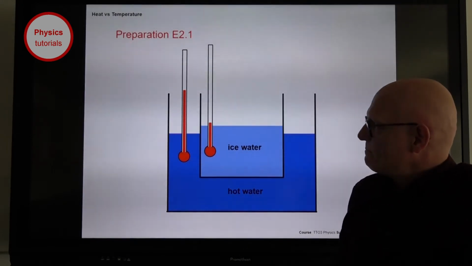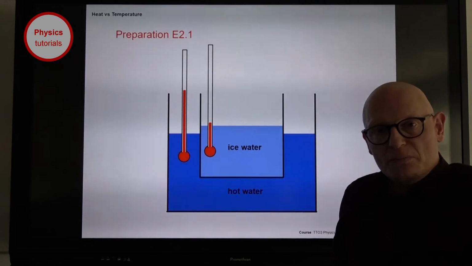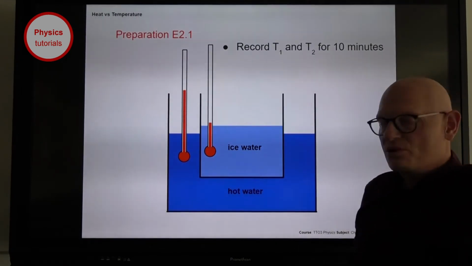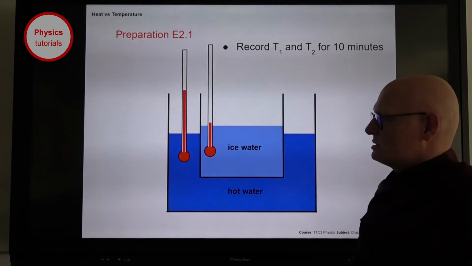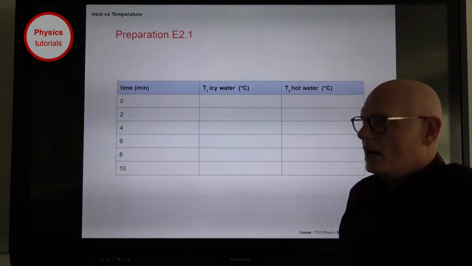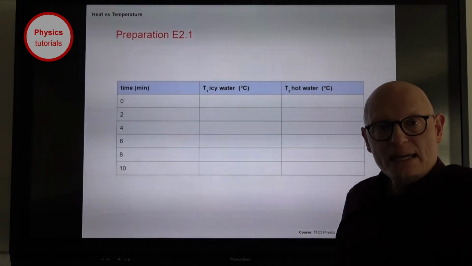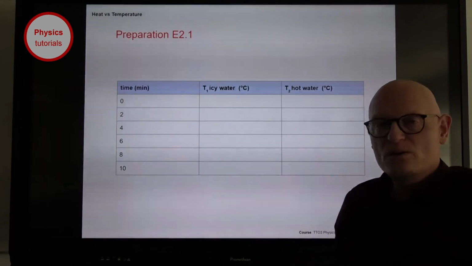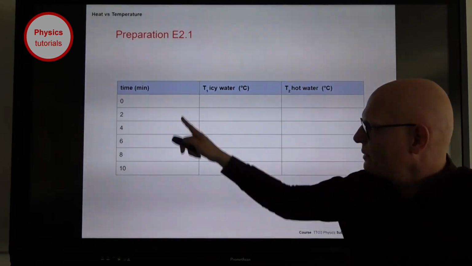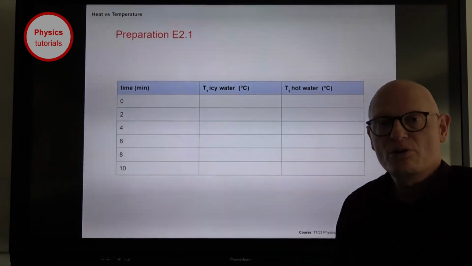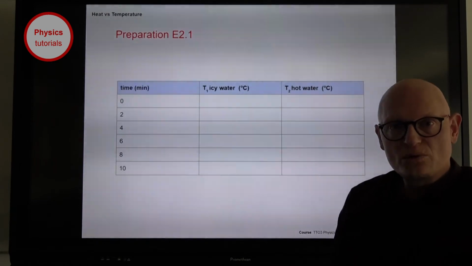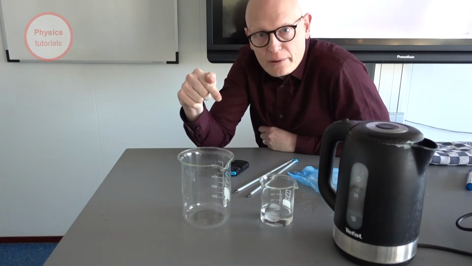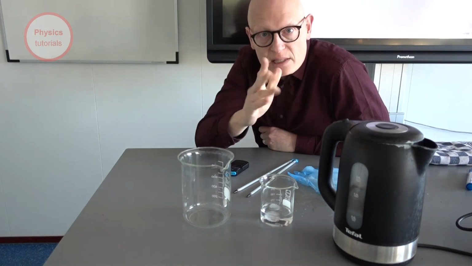So what we are going to do is measure the temperature of the icy water and the hot water for 10 minutes. It's handy in this case to create a table like this, where you pre-print the time, and where you can record the temperature of the icy water and the temperature of the hot water. Okay, so here we are going to do the experiment. Let's see how it goes.